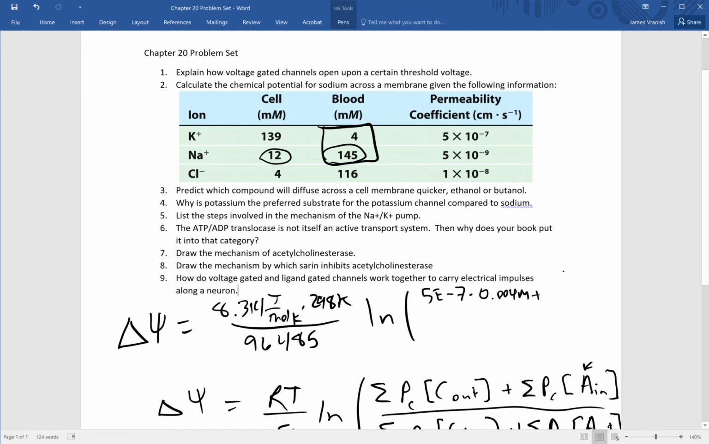Plus, now for sodium, 5E negative 9 times 0.145 molar.